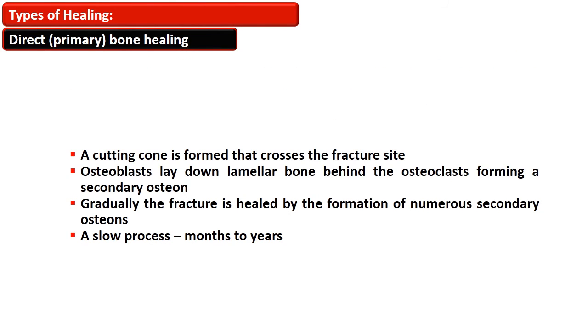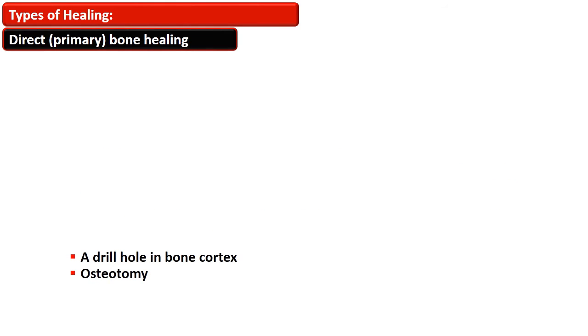A cutting cone is formed that crosses the site of fracture. Osteoblasts lay down lamellar bone behind the osteoclasts, forming a secondary osteon. Gradually there is formation of more osteons and the fracture heals. It is a slow process and takes months to years.